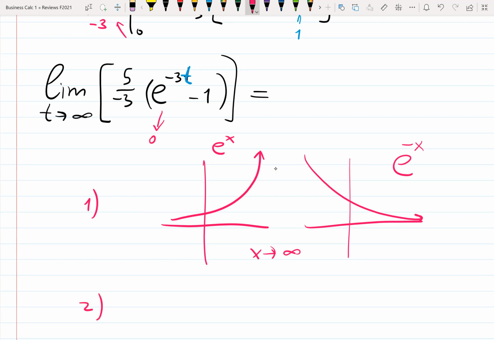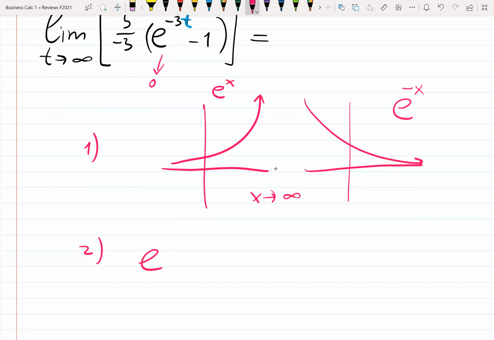The other way to understand this, e to the minus 3t can be rewritten as 1 over e to the 3t. Now, t is still going to plus infinity. When t goes to plus infinity, the denominator explodes to plus infinity. But since the denominator explodes to plus infinity, you're dividing by the biggest numbers you can imagine, so the answer will be the smallest number you can imagine, which is 0.